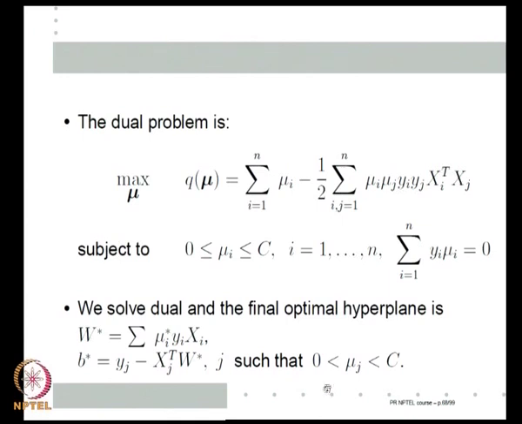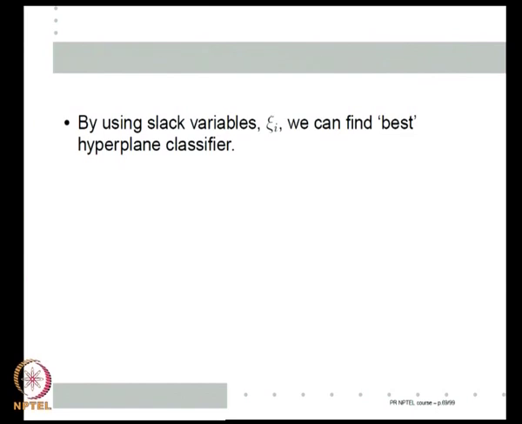But anyway, this is what one has to do in general, because in general we have no way of knowing whether the training data is linearly separable or not. So, by using the slack variables ξi, we can find the best hyperplane classifier. So, this is the optimal separating hyperplane, very good.